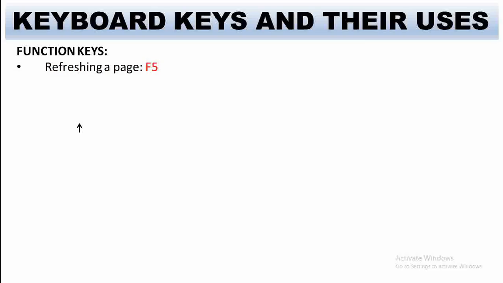We can use the function key F5. If we press F5, it will refresh the page. If we want to close a program, we can use Alt F4. We press down the Alt key, we press F4, and it will close the program. So those are some of the functions of the function keys.